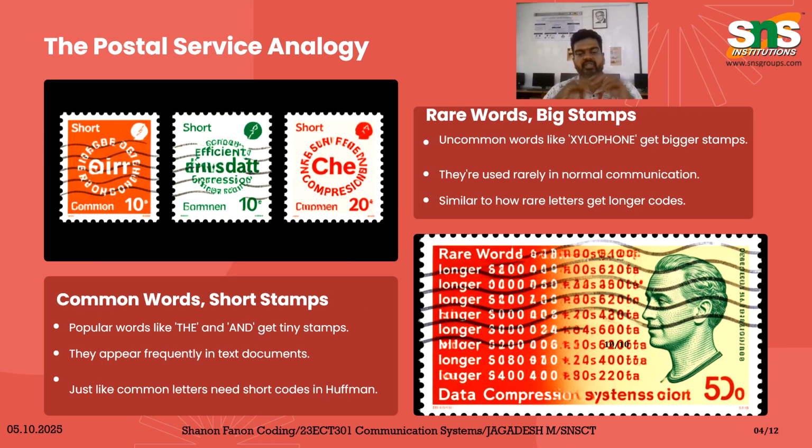And the postal service analogy is another method. Rare words get big stamps. Uncommon words like xylophone get bigger stamps. They are used rarely in normal communication, similar to how rare letters get longer codes. Common words get short stamps. Popular words like "the" and "and" get tiny stamps. They appear frequently in text documents, just like common letters need short codes in Huffman.